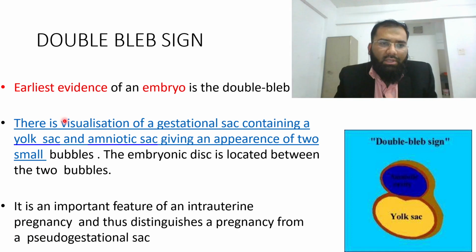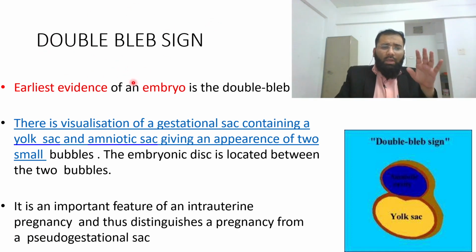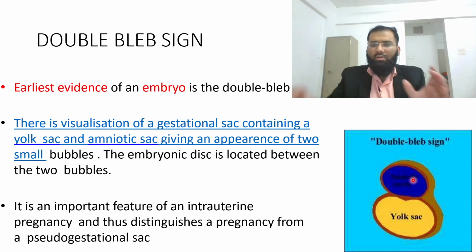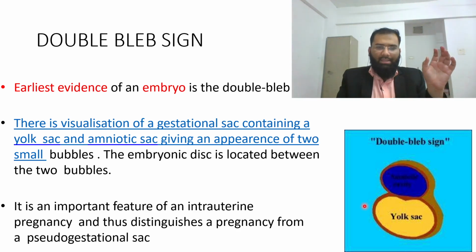Next we are going to discuss an important sign which is called the double bleb sign. Again, this is very important. This is the earliest evidence of an embryo. Now look here. This is the embryonic plate. Above the embryonic plate, you've got the amniotic sac. Below that, you've got the yolk sac. So this gives a figure of 8 like structure. This is also called the double bleb sign.